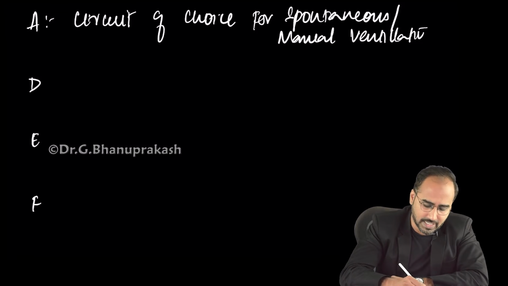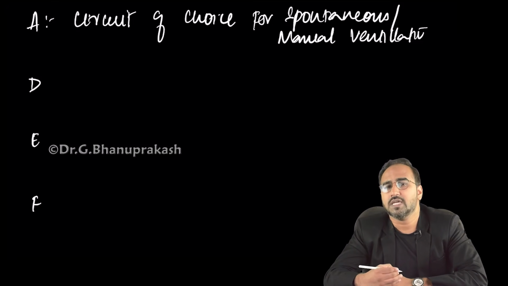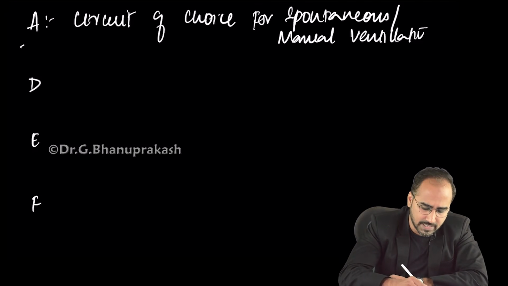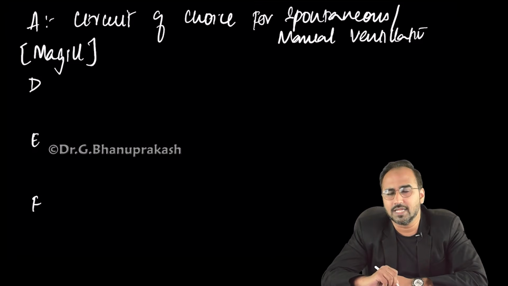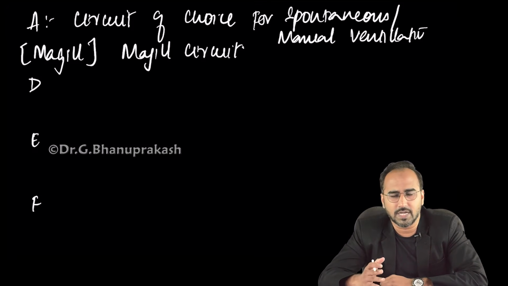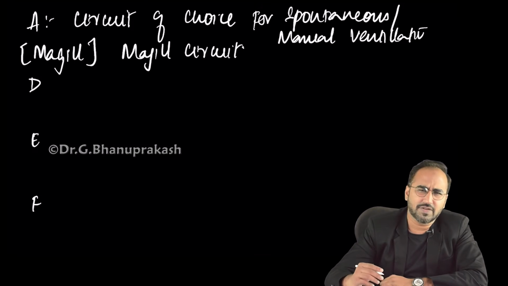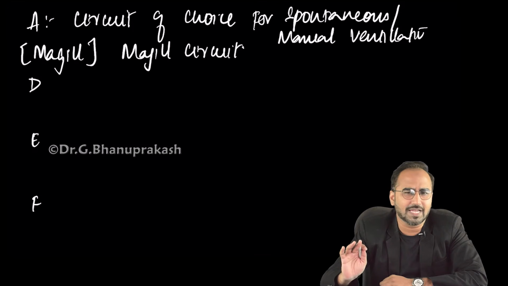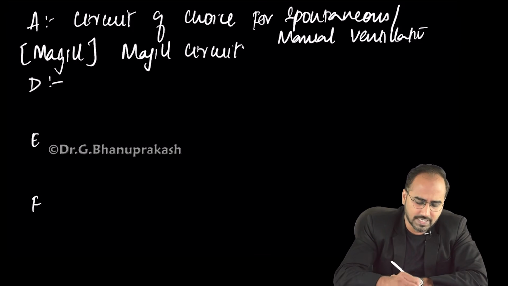This Mapleson A circuit was having some problems, guys. After being introduced, it was having some problems, and those problems were rectified by a guy called Magill. Mapleson A circuit is also called the Magill circuit. Why? Because it was modified by Ivan Magill, right? There was some problem in this circuit which was rectified by Magill, hence it is also called Magill's breathing circuit, okay?